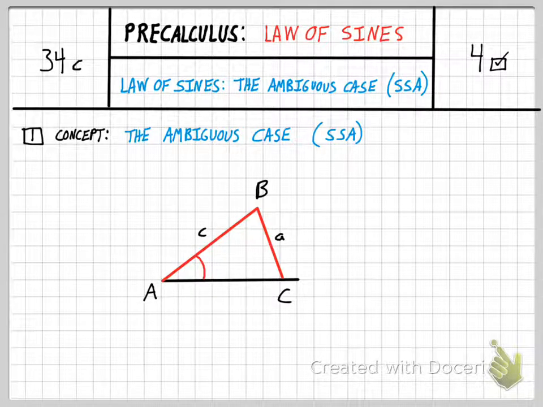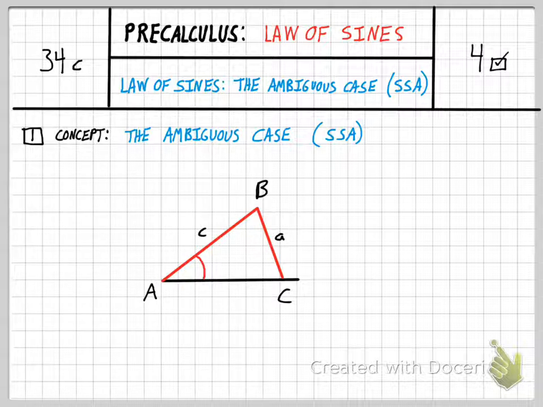This is Precalculus Concept 34C. We're going to talk about the law of sines in a special case called the ambiguous case. This involves triangles where the given information is in the combination of side-side-angle. You may remember from geometry that side-side-angle is not enough to guarantee two triangles are congruent to each other, and this is basically a little bit further explanation of why.